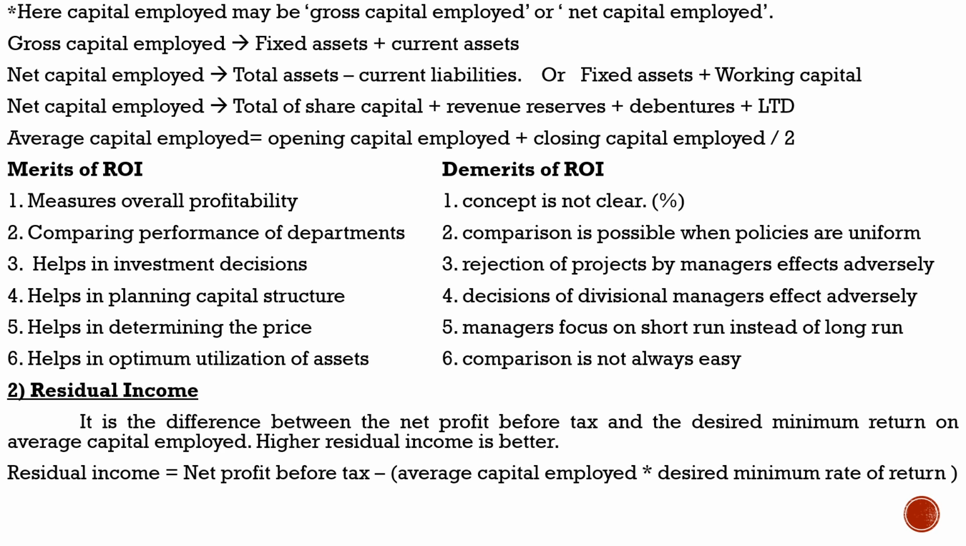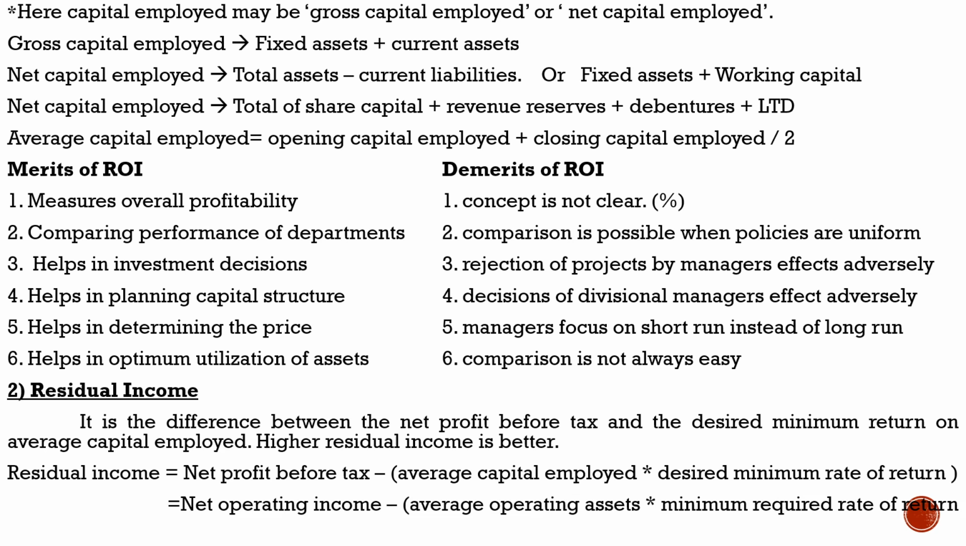So let us discuss the equation for finding the residual income. Residual income equals net profit before tax, otherwise known as earnings before interest and tax, minus average capital employed into desired minimum rate of return. It can also be computed with another equation: net operating income minus average operating assets into minimum required rate of return. So these two equations can be used synonymously depending upon the details given in the question.